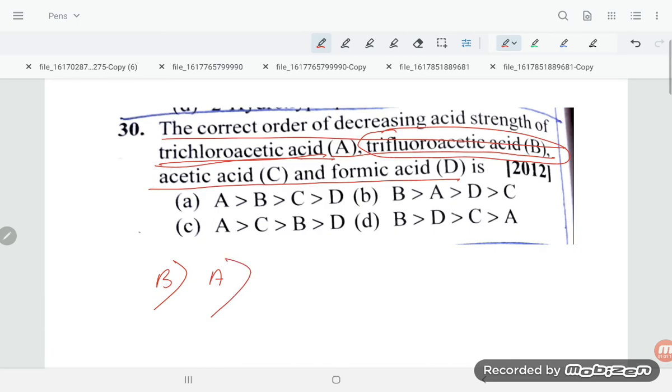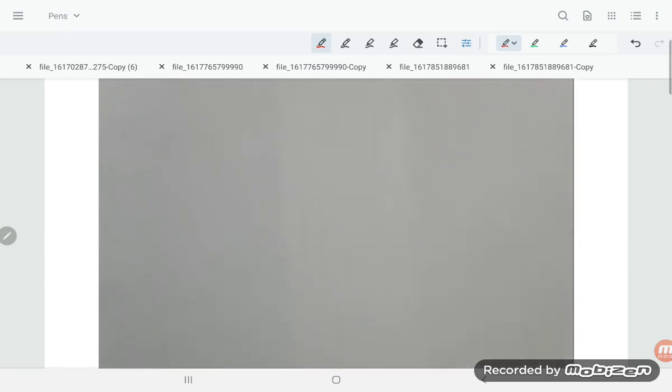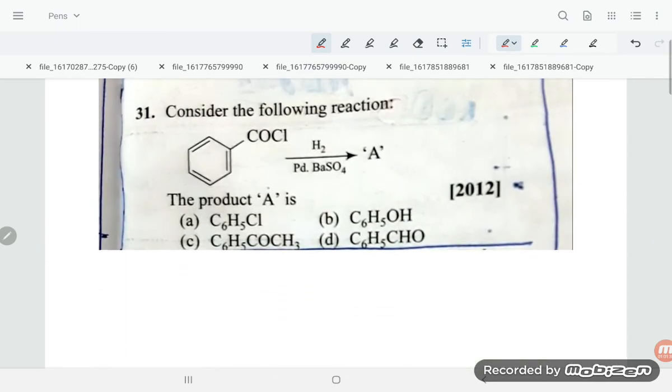Now next one is formic acid and acetic acid. So next one is there is no plus I group. So that is D, and finally it will come C. Okay, so this will be BADC. So correct option is option number B, students. Let us move on to question number 31, dear students.